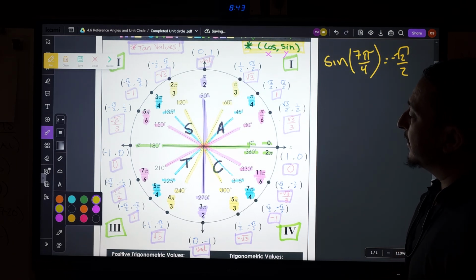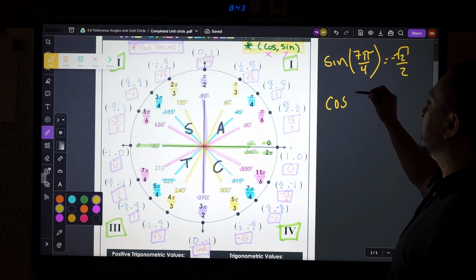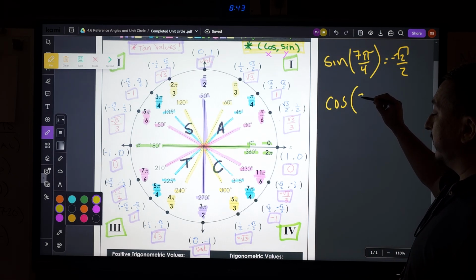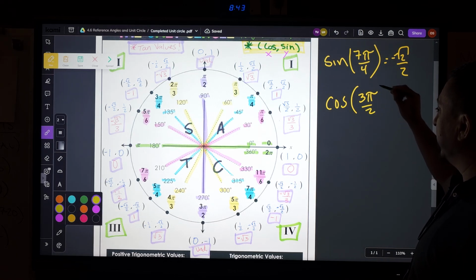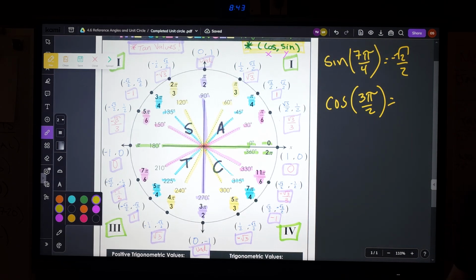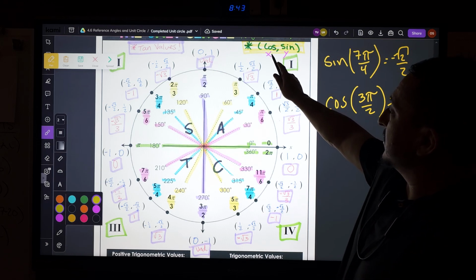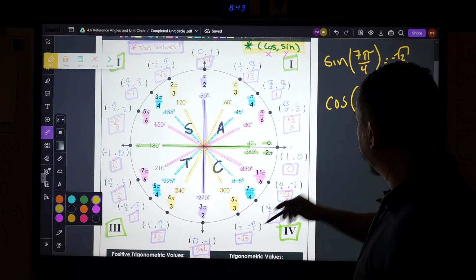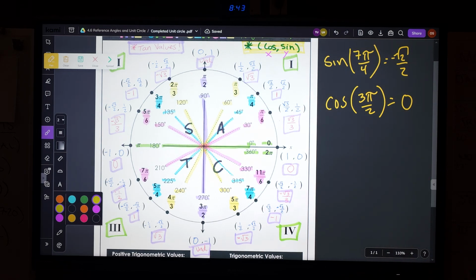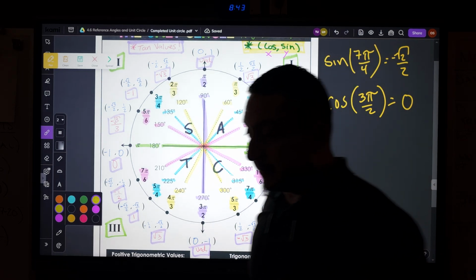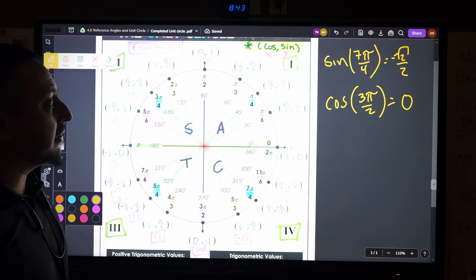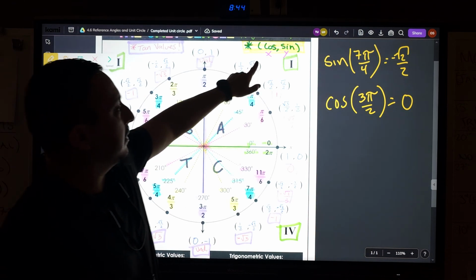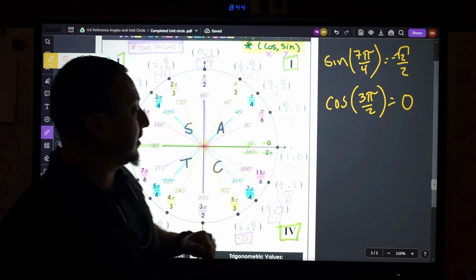Okay, let's do a cosine one. How about 3 pi over 2? Pause the video so you can answer it and make sure you understand it. But again, cosine is the x value. So I look for 3 pi over 2 right there. The x value is 0. Really the only way students mess this up is they forget which is the x and which is the y. I'll try to have these printed for you, and when I do, hopefully you can write x and y there if it's missing.